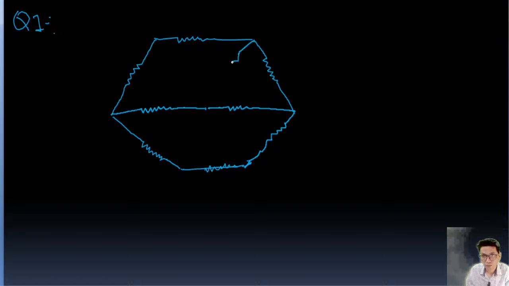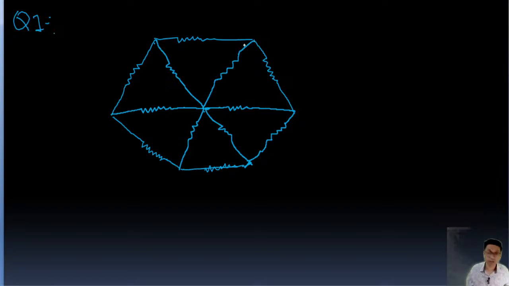This is the question, guys, and we need to find the equivalent resistance for this diagram, or this circuit. So how are we going to solve this question?